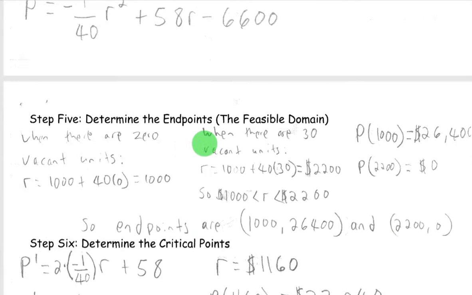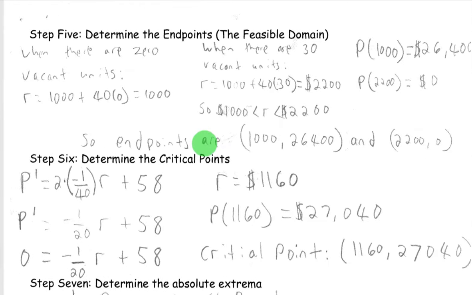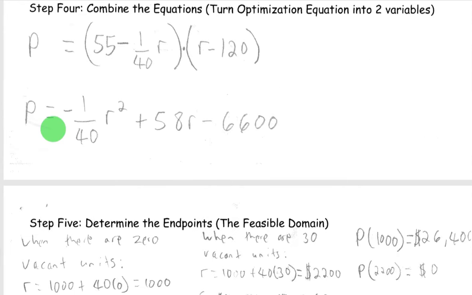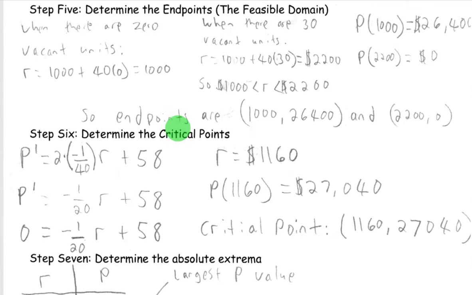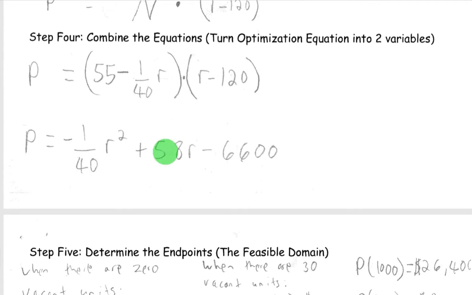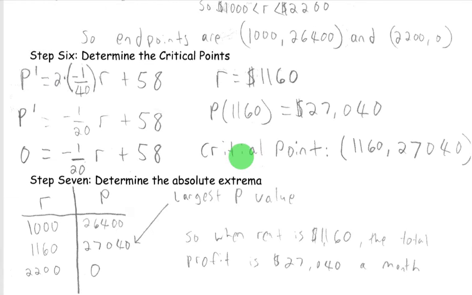So critical points, again, for step 6 are found by taking the derivative of the original. Here's the original. For the derivative, we would just use the power rule with the constant multiple rule. So we're going to move this 2 down, and then this is going to be plus 58. This will turn to 0. So it's negative 1/20 r plus 58 equals P prime. By the way, what does that mean? It's the rate at which your profit is changing with respect to how much you're charging for rent.